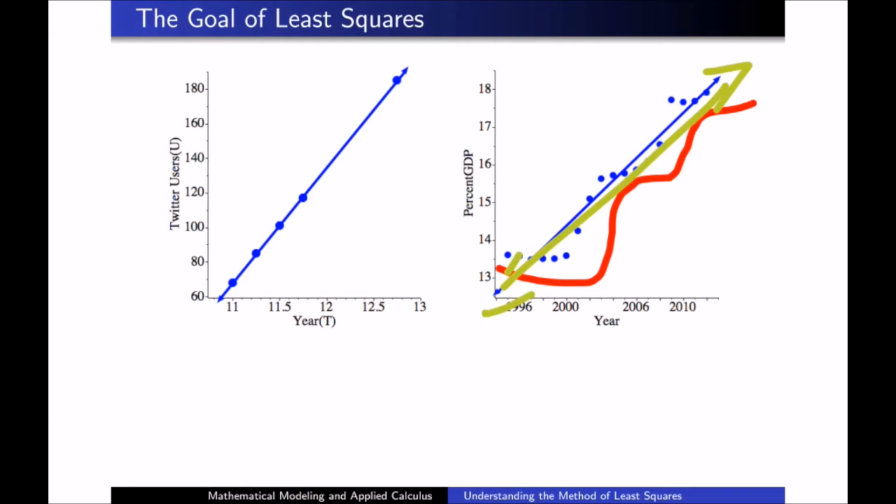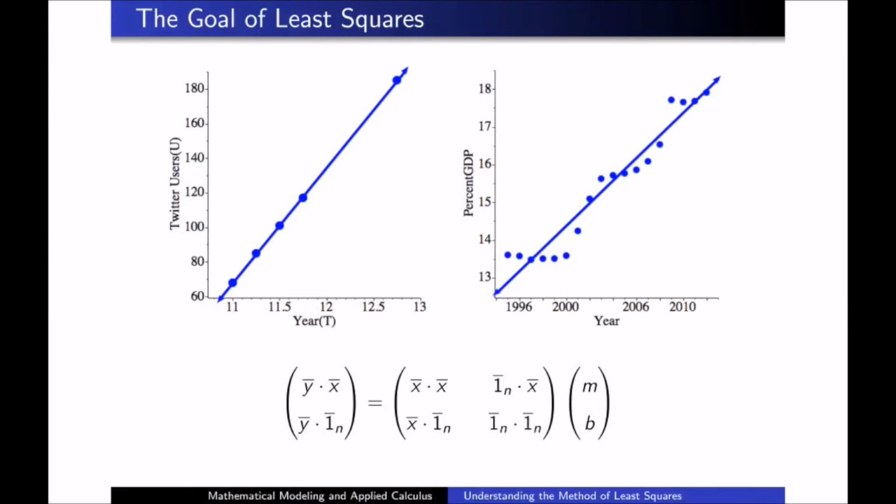There's that line that you're given there, and we want to find the best possible line that'll match up with that data set. So we've learned what to do. We set up this matrix equation, and when we solve for our m and our b, we get that best possible model, the y equals mx plus b that describes that reality.